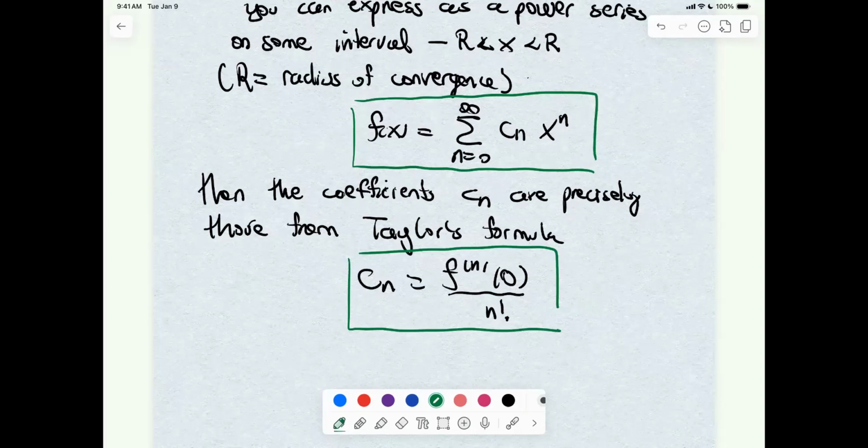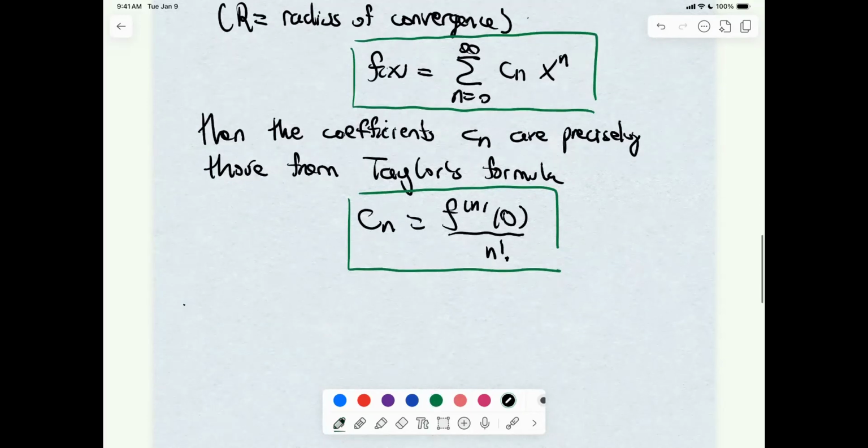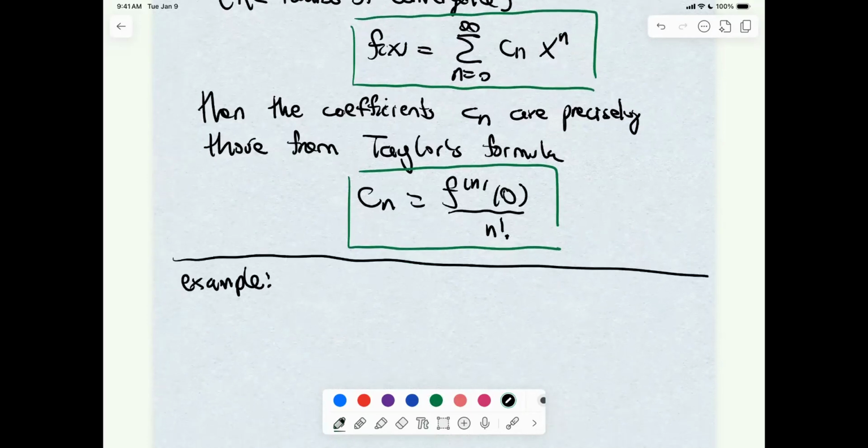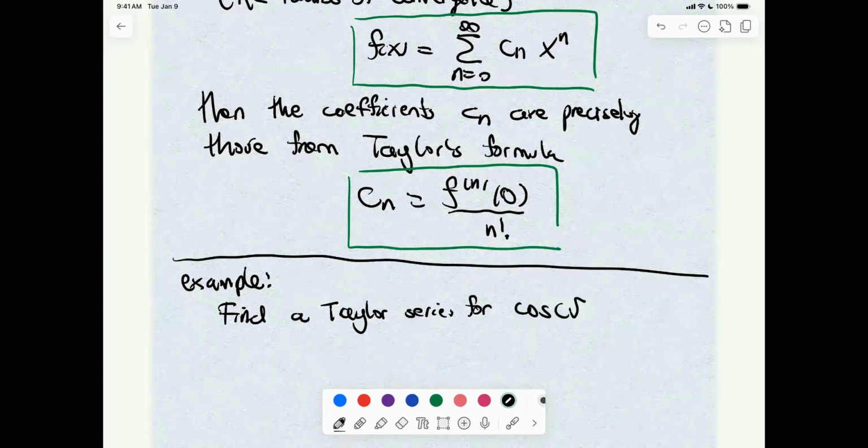So let me do an example of what I mean by this. For example, and this is what I called last time, that you parasitize on previous series. Let's say that I wanted to find a Taylor series for cosine of root of x. Okay, so find a Taylor series for cosine of root of x.